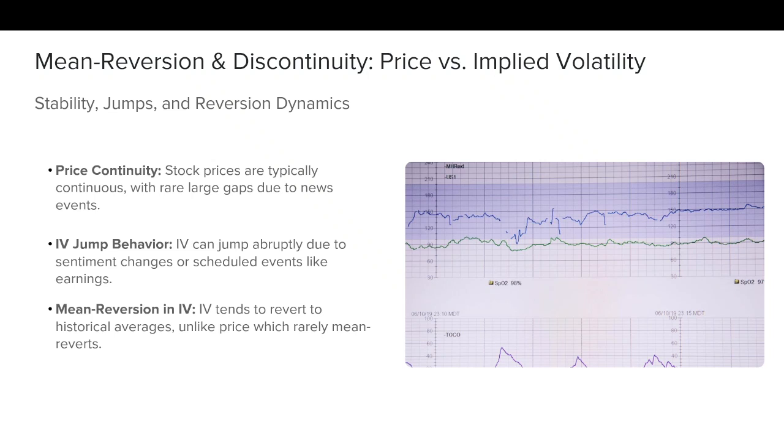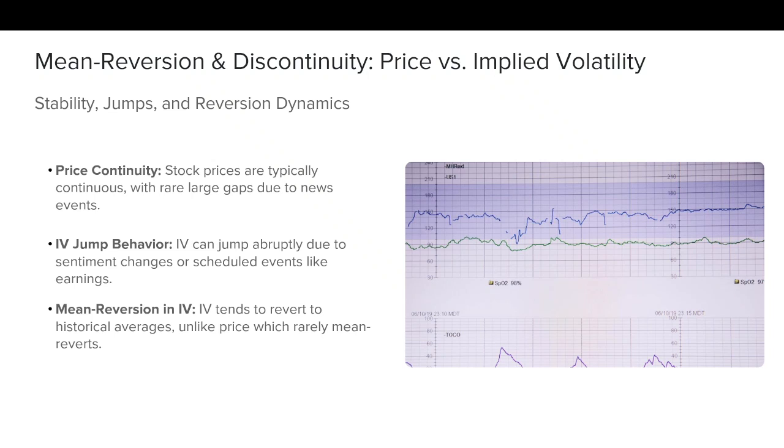One of the most critical behavioral differences lies in the continuity and mean reversion tendencies. Stock prices generally change incrementally unless interrupted by major news or external shocks leading to occasional gaps. In contrast, IV exhibits sudden jumps. These often occur around events like earnings announcements, macroeconomic data releases, or a re-evaluation of future uncertainty.